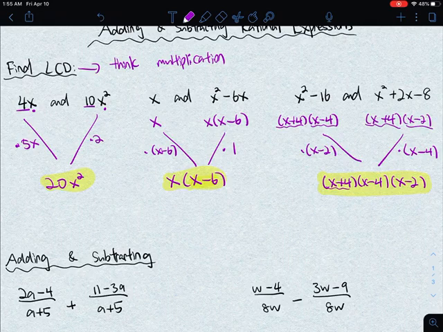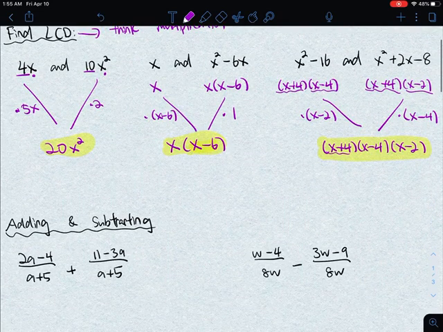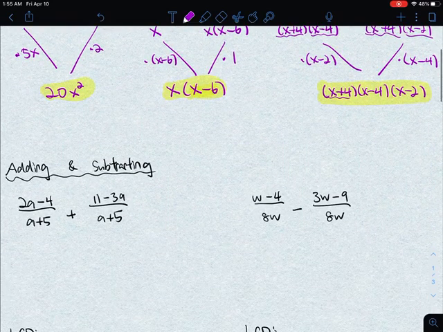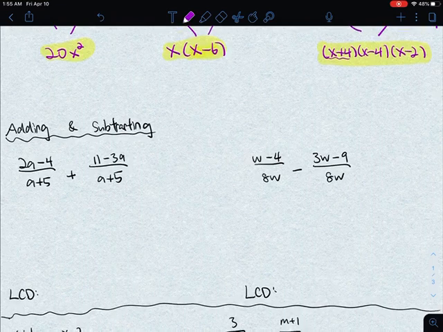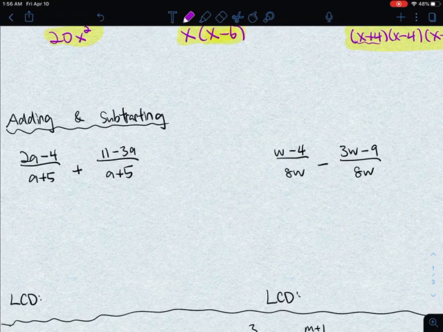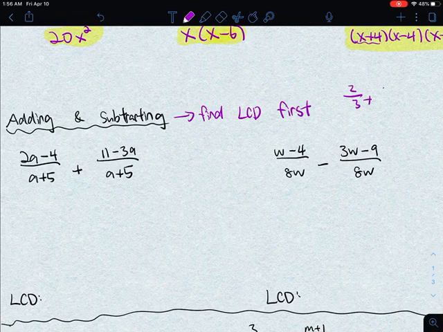Okay, so the reason why we spent a whole lesson on finding the LCD is so that it can help us when we do adding and subtracting, which is what we're going to do next. Like I said, this is actually going to be more complicated than doing multiply and divide because when you add and subtract, you always want to find the LCD first, right?